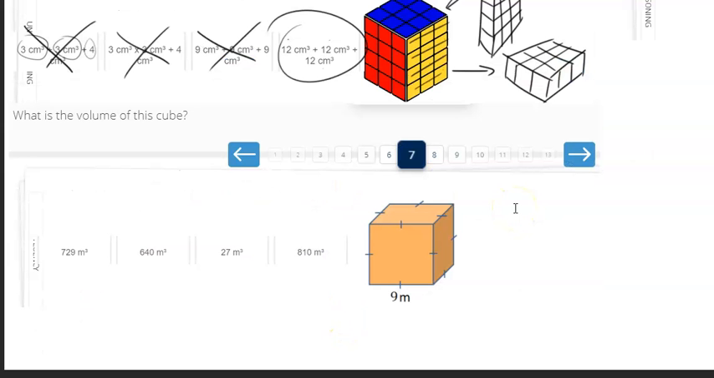With this question here, we're looking for the volume of this cube. So the volume of this cube, we have 9 meters that goes across. So this is split up by 9 meters.